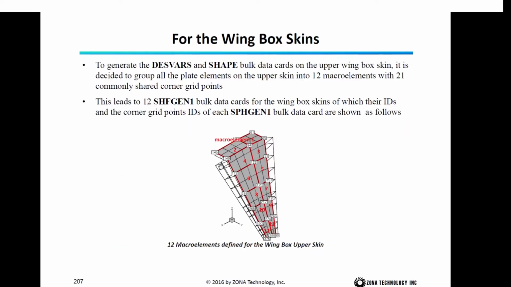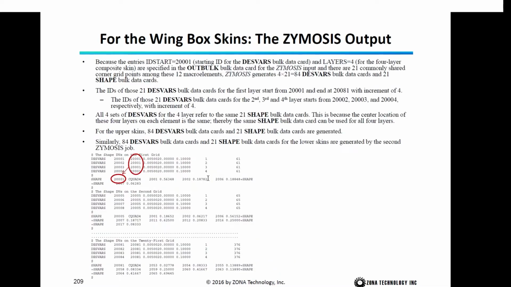This shape card is for the first micro element, which has 4 plate elements, IDs 2001, 2002, 2006, and 2007. The values of the shape function are listed here. This is calculated based on the bilinear Lagrange shape function, and all four DESVARS for the 4 layers refer to the same shape card. This is because the center location of the 4 layers on each element is the same.